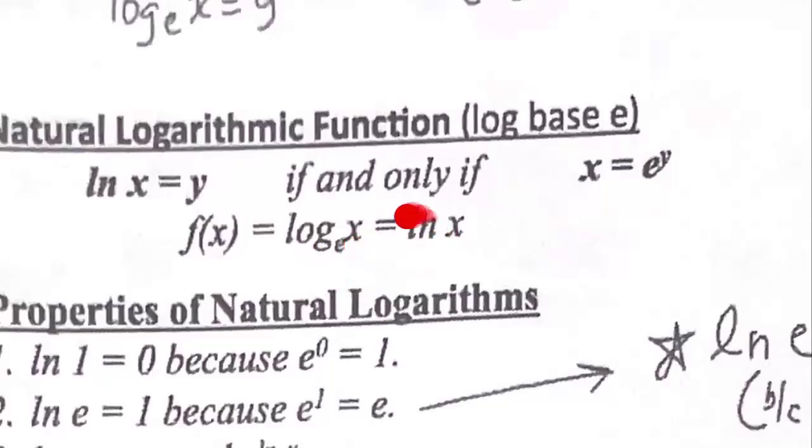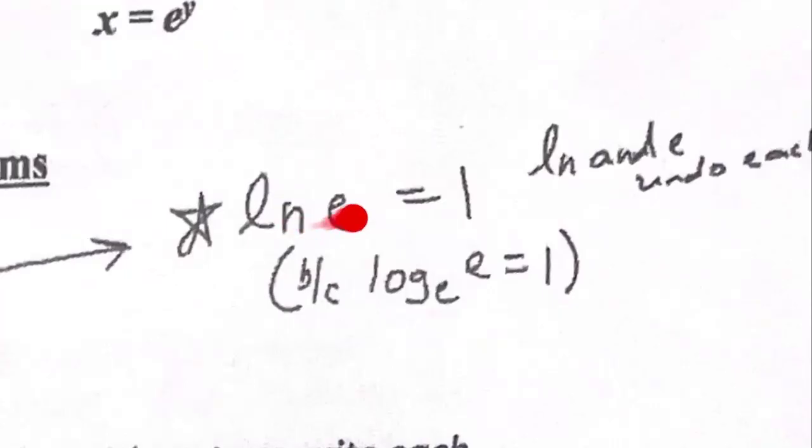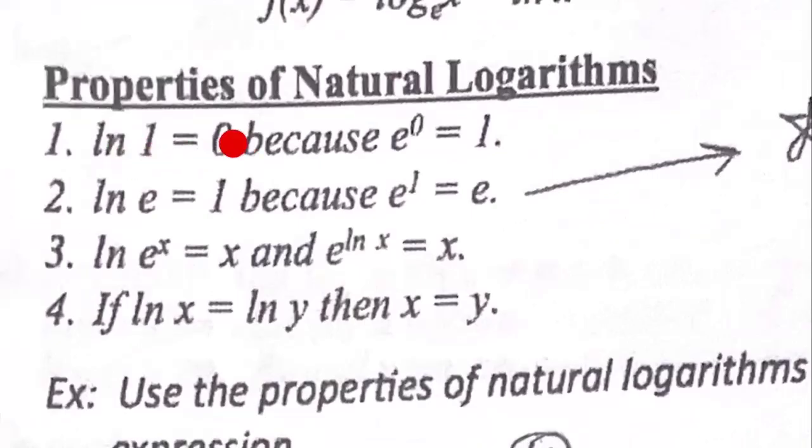So this is on your calculator. A couple things to note. ln of e is always equal to 1 because log base e of e is equal to 1. ln of 1 is 0, ln of e is 1, and ln of e to the power of x is equal to x. So this is the power rule, same as the previous one. You can just bring the power up. And then if ln x equals ln y, then x is equal to y.